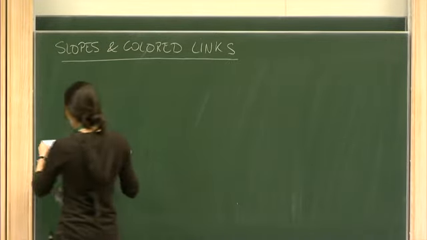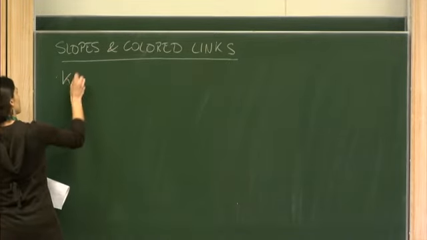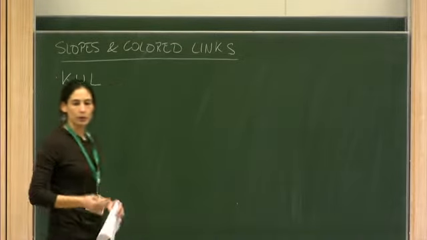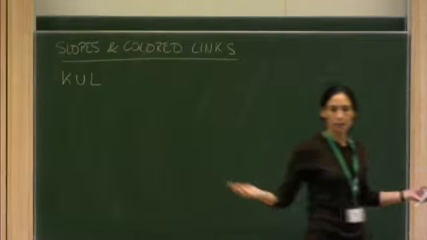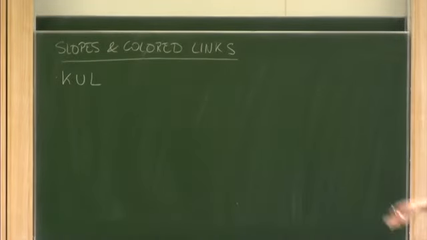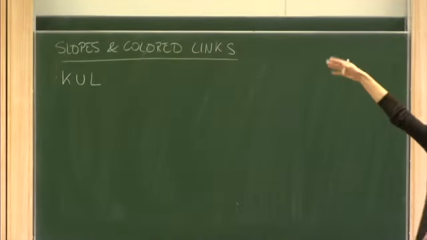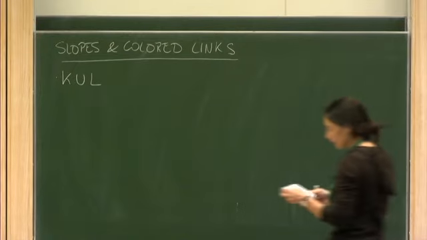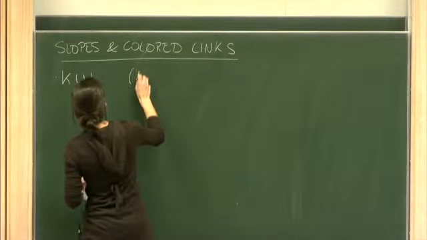So what's a colored link? I am going to consider links of this type. K is going to be a particular component, and then L can have as many components as it wants. And this K will always be playing this role of this K1, and it's going to be one mu colored.